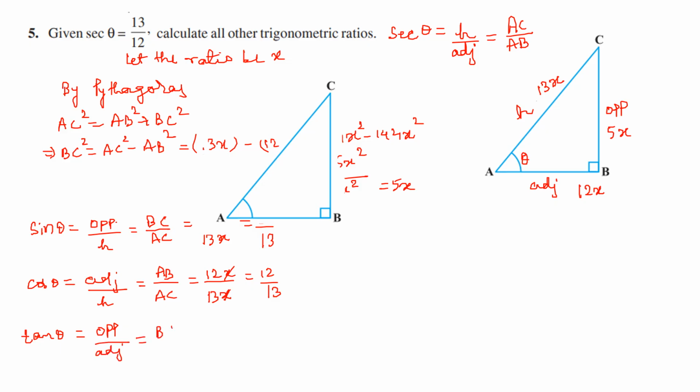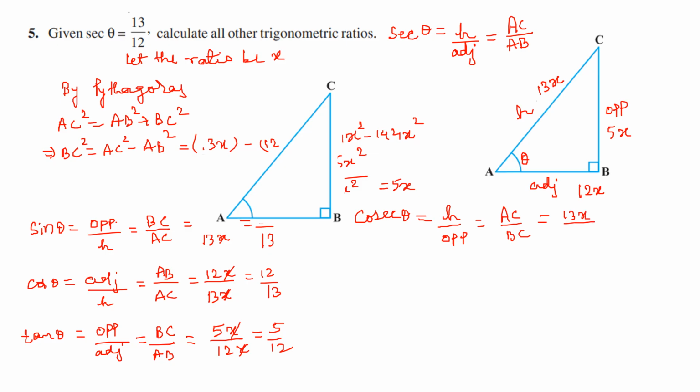So it will be BC by AB. BC is 5x, AB is 12x, so x cancel, it is 5 by 12. Now after that, cosec, the opposite of sine theta, is cosec theta. So it will be hypotenuse by opposite, which gives AC by BC, and AC is 13x by 5x, x cancel, 13 by 5.